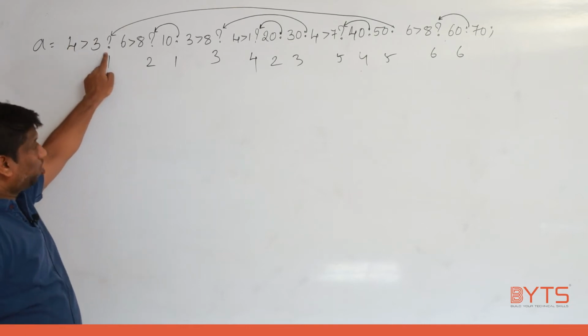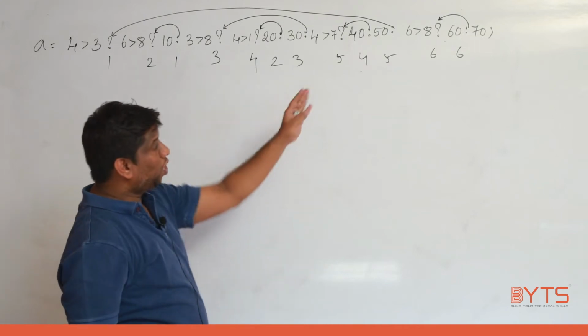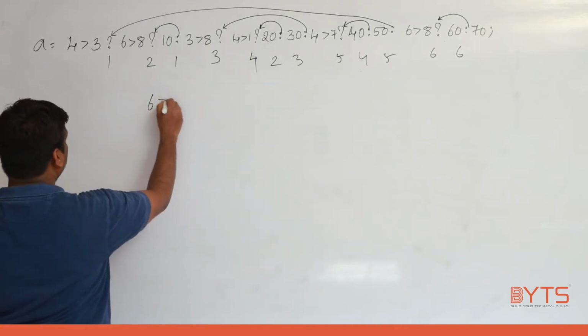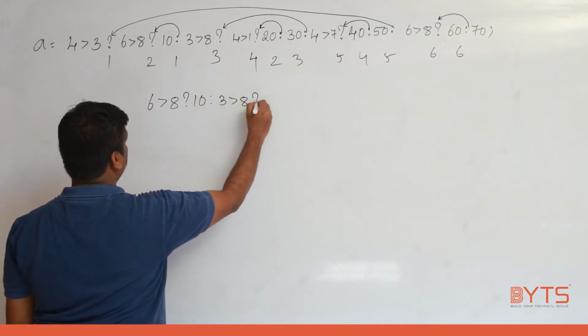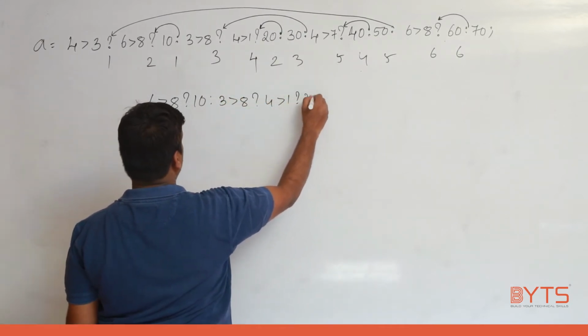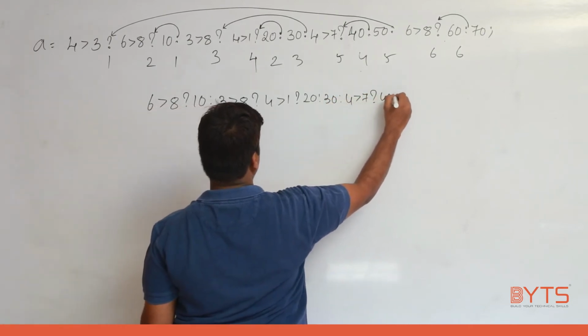What is the middle? Question mark to colon is considered the middle. Now I need to execute the middle part only. I don't really care about the right. So for our understanding, let me write it another time, but generally you do it in a single go. 4 greater than 1, 20 colon, 30 colon, 4 greater than 7 question mark, 40 colon, 50.